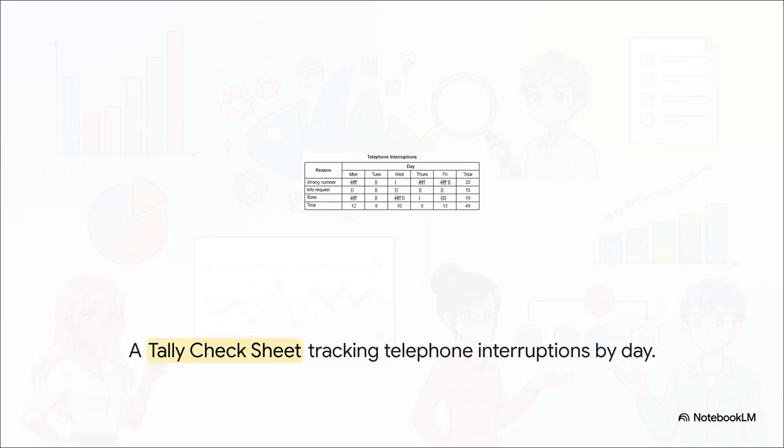And what's genuinely fascinating is just how effortless this is in practice. Notice the simple tally marks here tracking real-world telephone interruptions. By structuring data collection this way, documenting things becomes super organized. You can instantly see that wrong numbers and the boss are the absolute main culprits here.